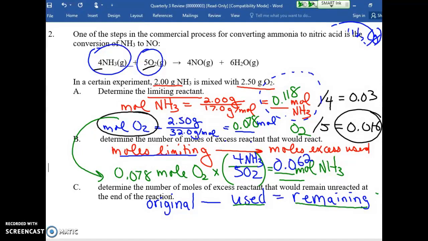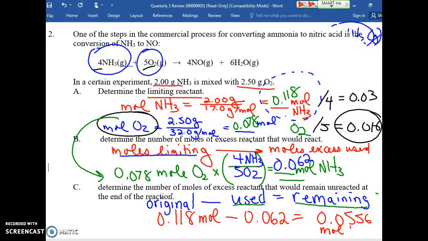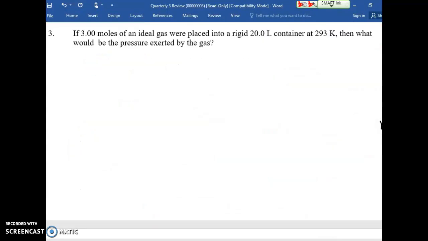Well, remember up top, I know that originally I had 0.118 moles of the NH3. That was excess. I just figured out that I used 0.062 moles of NH3. The difference between the two of them is 0.0556 moles. That means there's still this number of moles of NH3 left after the reaction has finished.